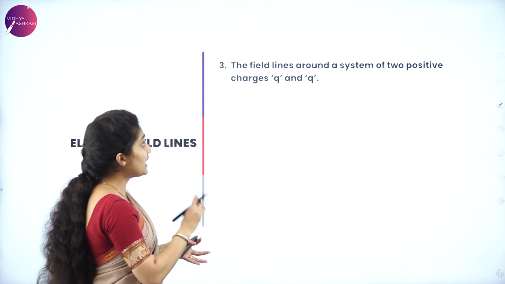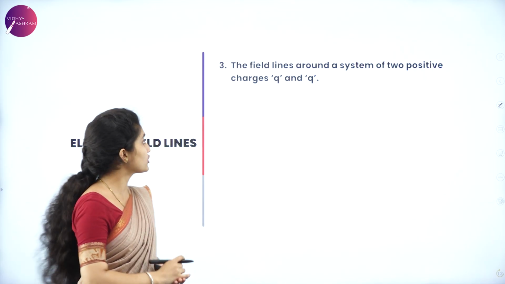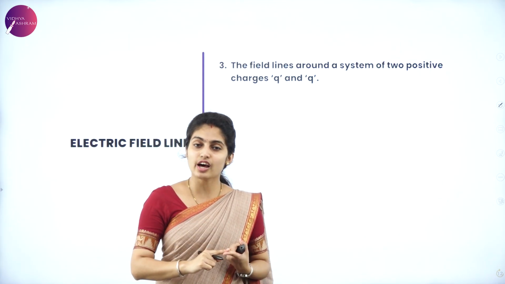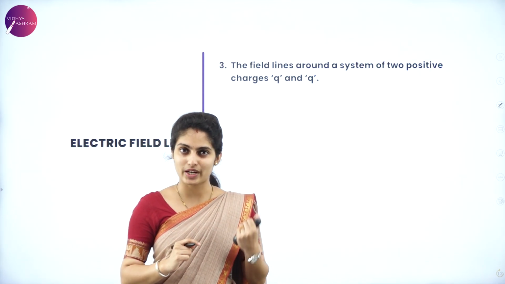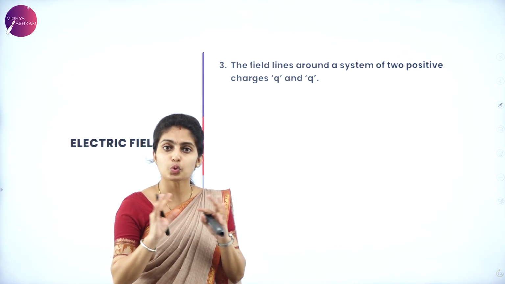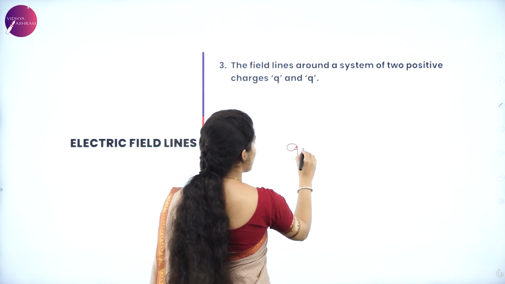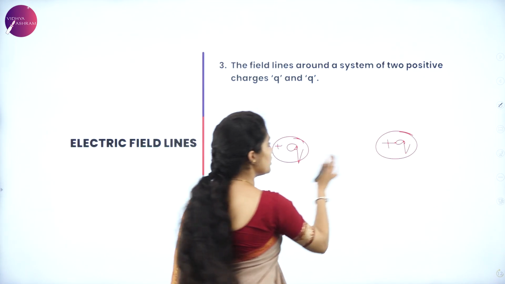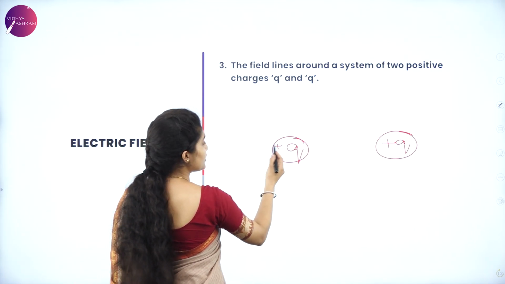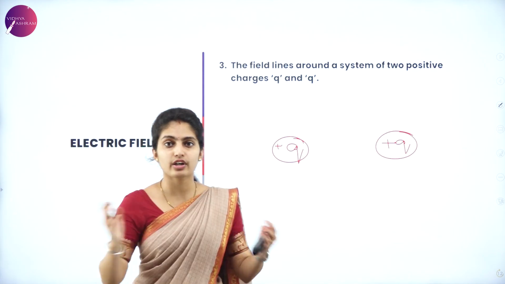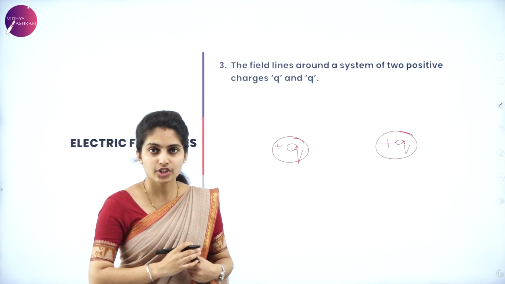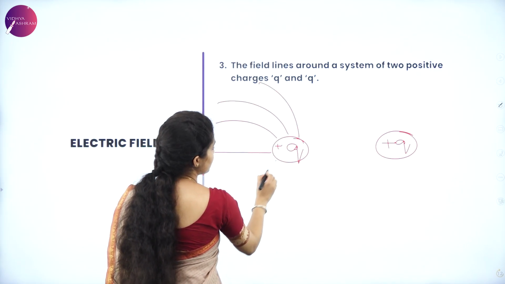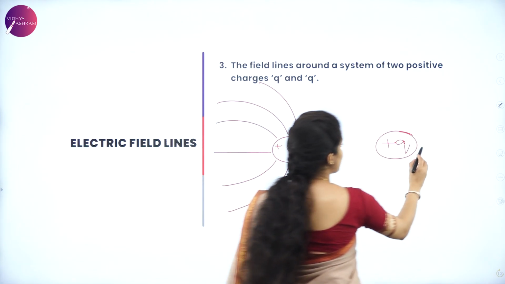Next is the field lines around a system of two positive charges, plus Q and plus Q. So there are two similar charges. Till now we had considered just one single charge while representing. Now we are considering two charges, plus Q and plus Q, so both are positive charges. So what happens to the field lines? They move away from the positive charges. So I can represent all the field lines, the direction is away, which is given by these lines of force.